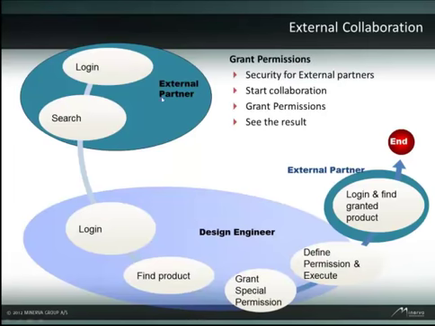So we're going to go in as an external partner, we're going to log in and we're going to do a search. The search will illustrate to you that he currently cannot see the specific product called the external subassembly. I'll log back in as the internal design engineer, I'll find the external subassembly, I'll grant the special permissions, define the permission rules, and then open it up so that I can log back in as the external partner, now view it and find the product.